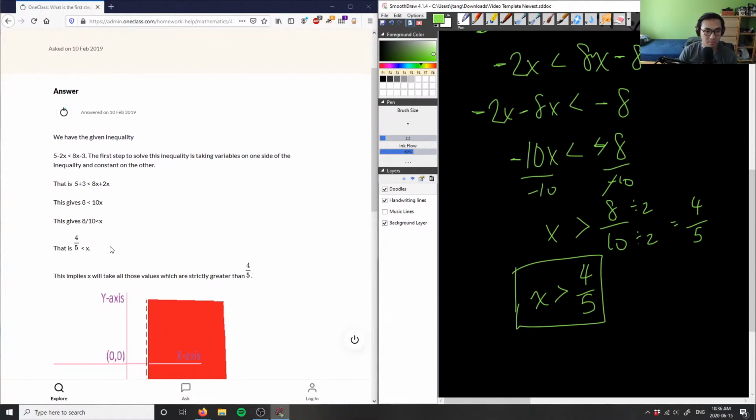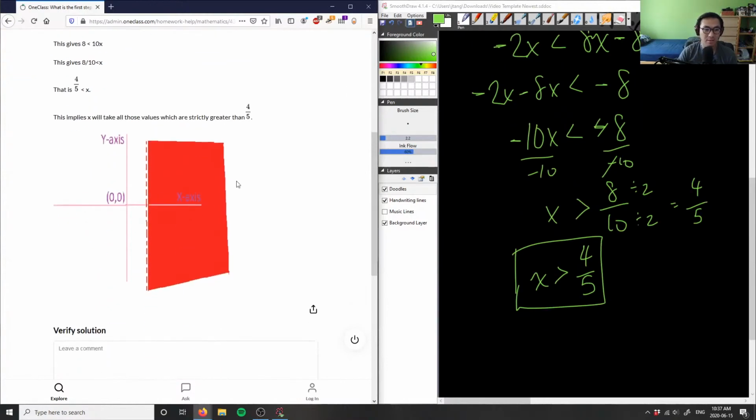And as you can see, this solution is correct. They wrote it the other way, as 4 over 5 is less than x, or you can say x is greater than 4 over 5. So this is our solution. And they even graphed it nicely as well. This is 4/5, and this here is all the values that are greater than 4 over 5. So this solution is correct.